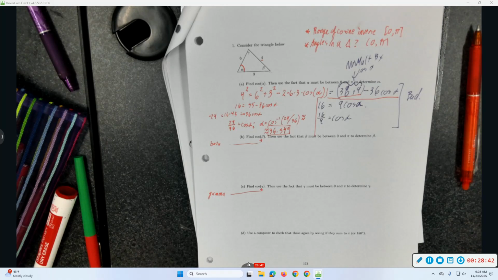I guess those of you who are in the middle can even do the check in item D.